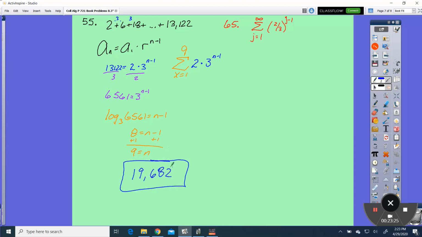So that's how we do that one. Now, 65, I want you to think about this a little bit differently. This says infinite. We are going to keep adding numbers forever and ever. So if I had 1 and then I multiplied it by 2 and then I multiplied that by 2 and I kept adding these together, it would just keep getting bigger and bigger. Okay, it would never get smaller.